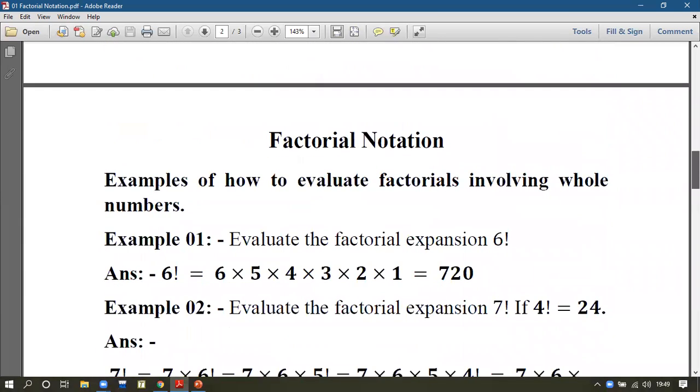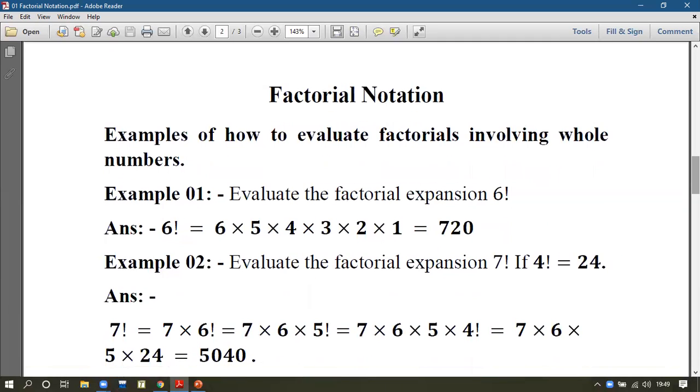Now we are going to do some more exercises on factorial notation. That means we will see how to evaluate factorial notation involving whole numbers. One more thing: factorial notation is defined only for integers. Don't be confused into trying to find factorial 1.2, factorial 1.3, or factorial 0.5. Factorial must be evaluated for an integer.